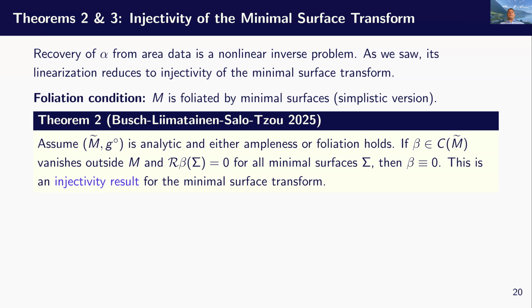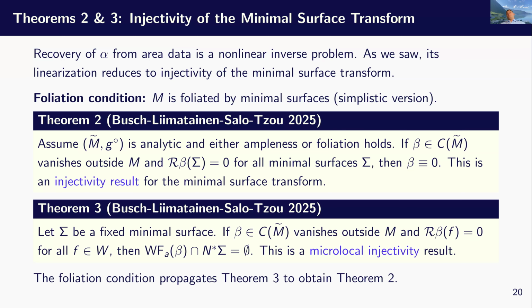So the injectivity result for the minimal surface transform, which we gave, is the following. Assume M tilde G0 is analytic, and either the ampleness condition holds or the foliation condition holds. And we have a function beta, say continuous, which vanishes outside M. Now if the minimal surface transformation of that is 0, then the function is 0 everywhere. So this is an injectivity result for the minimal surface transformation.